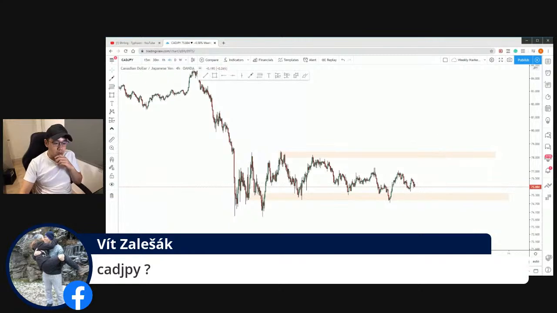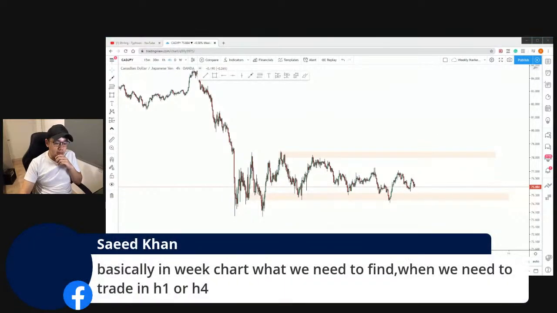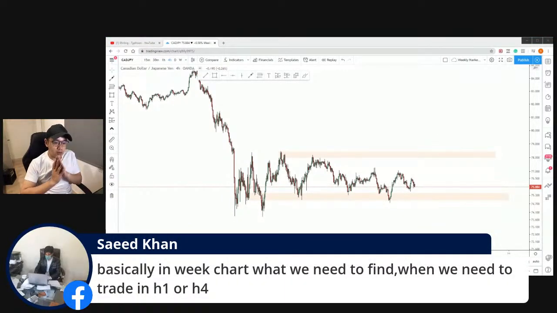Okay, basically, side question. Basically, on a weekly chart, what we need to find when we need to trade in H1 or H4. Because the weekly chart is moving quite slow, we only have one candle a week. So my advice is that, let's say you are going to trade on H1 chart, you just go 2 time frames above, meaning that you just refer to H4 and daily. If you're going to trade on H4 chart, you just refer to daily and also weekly.